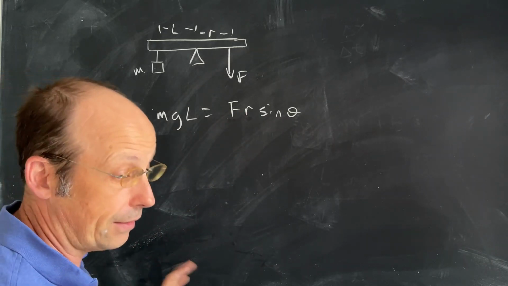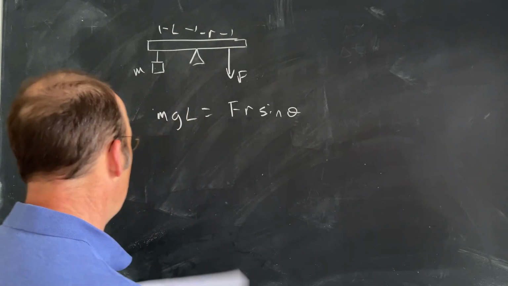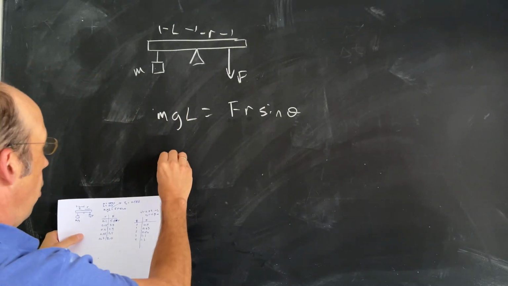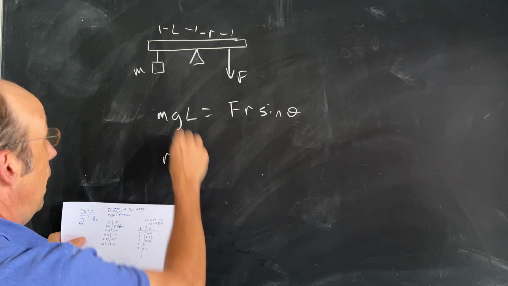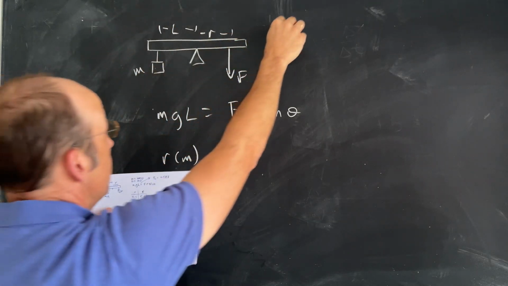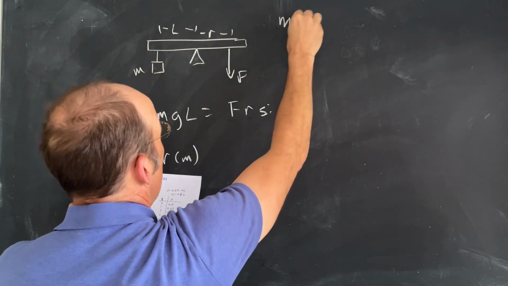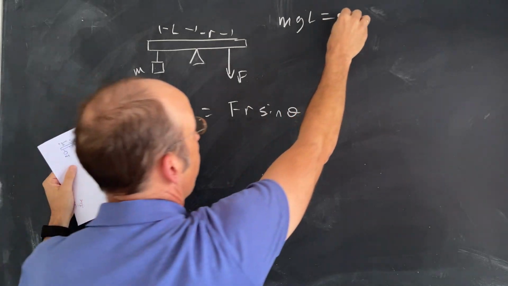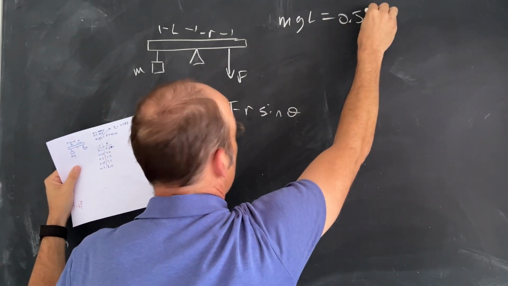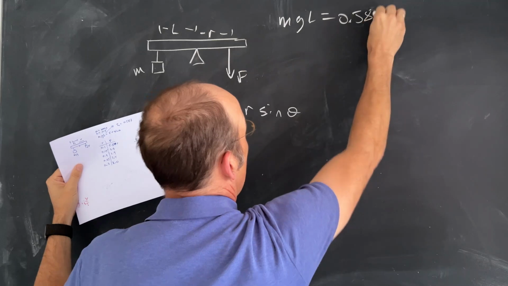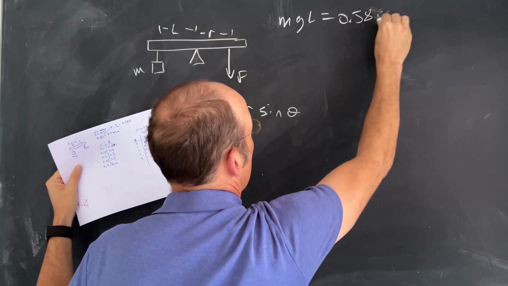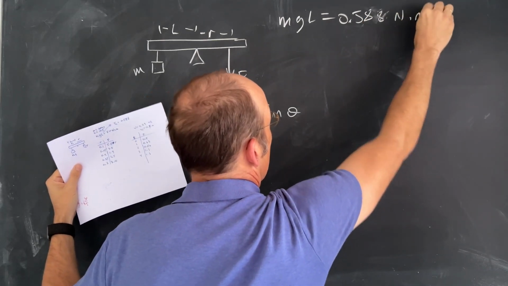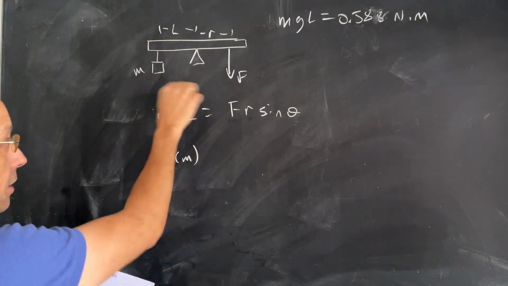But let me write down the data. So here's the data that I got. I got R in meters. And this side stays constant. So this side, I have mgl is equal to 0.588. This is an actual experiment. And this would be 0.588 Newton meters. Okay, so that side did not change. So this is just a constant.